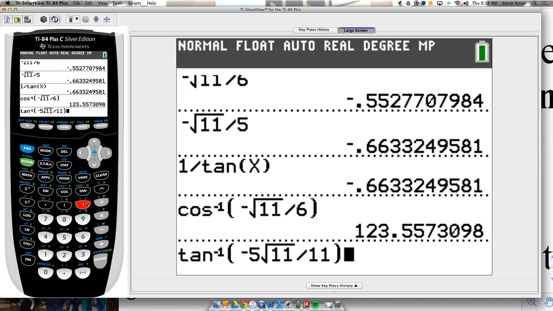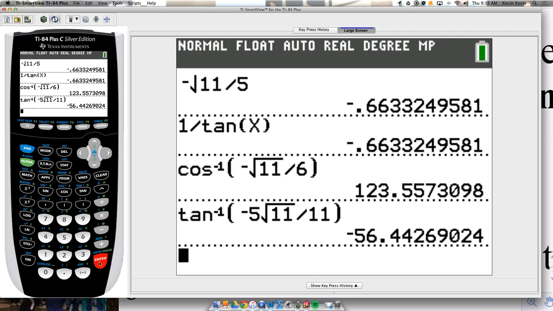Which one do you think the calculator is going to give me? An angle in quadrant 2 or 4? 2? You think 2? I don't know. Let's see. I'm going to guess quadrant 4. What the? It gave me negative 56.442. Is that the reference angle?